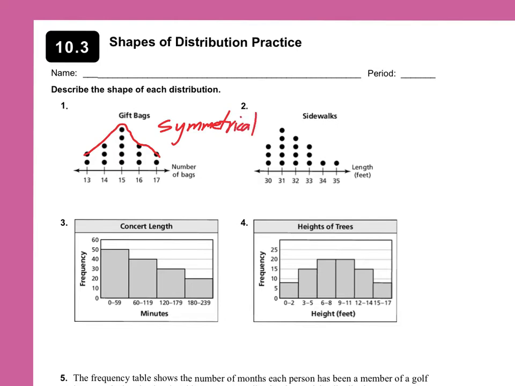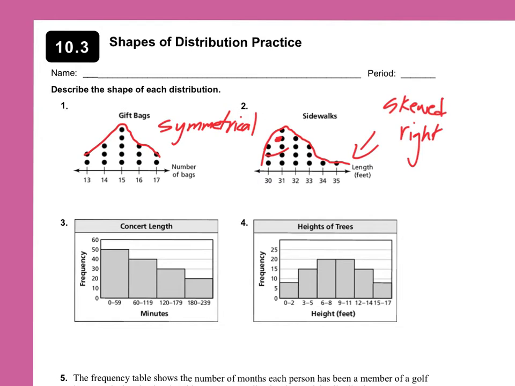All right, so if I trace the top of this next one, where would the mouth be? We'd be like right here. So where's his tail? His tail's on the right-hand side, so this would be skewed right.